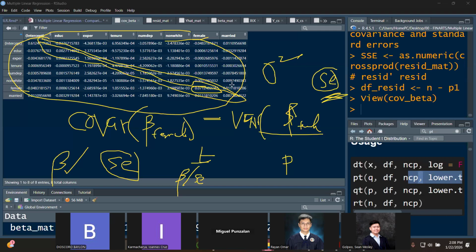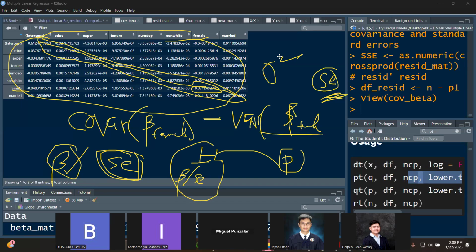Okay, so notice they're linked. You'll not be able to get the p-value, class, without the parameters, of course. You'll not be able to get the t-value if you don't have the standard error. And of course, you can't determine if the betas are significant if you don't have the t-value, because p will be dependent on the t-value. Okay, so let's do that now, class.